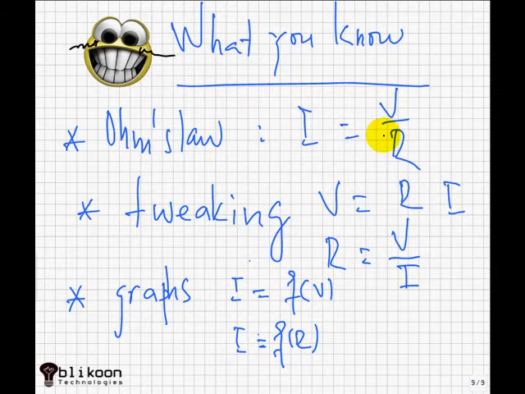Ohm's law says current equals voltage divided by resistance. You can use Ohm's law to compute voltage or resistance if you want, and you can use graphs to describe behaviors you find in circuits.